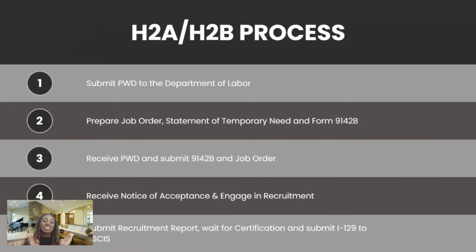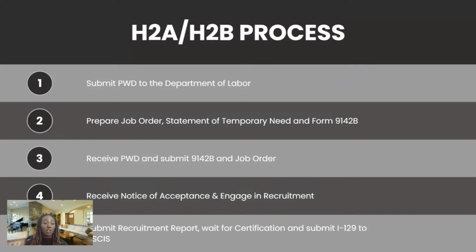So now we're going to talk about the H-2A and H-2B process. It is very similar to the PERM process, but it's a lot shorter. So it's just a condensed version with a few extra pieces to it. So just like with the PERM, you have to submit that prevailing wage to the Department of Labor.